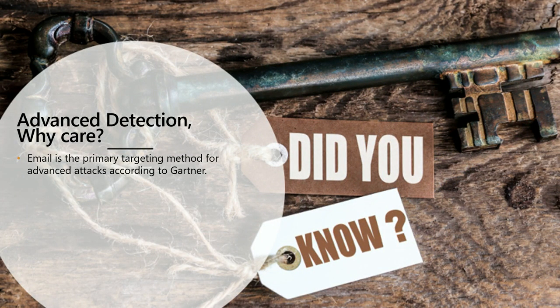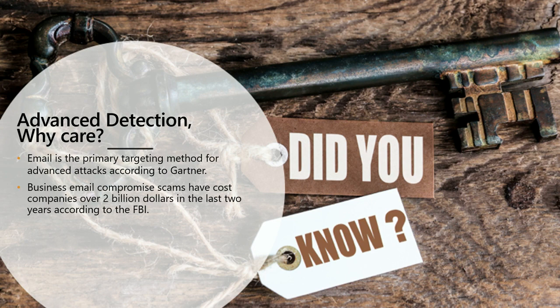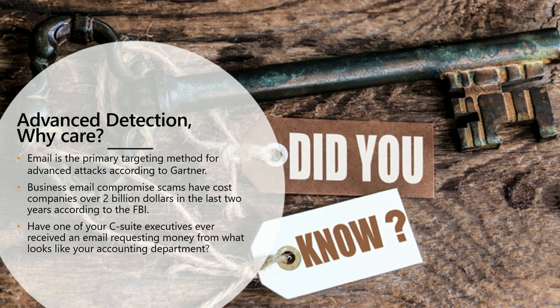So I'm going to repeat a couple things here. Why do we care about this advanced detection? So email is a primary targeting method, right? We talked about this, but I really want that to resonate with you. Email is one of the top targets. Same with that financial cost with the FBI, the $2 billion on email compromise scams, that's insane. We just don't have that kind of money to lose as enterprises.